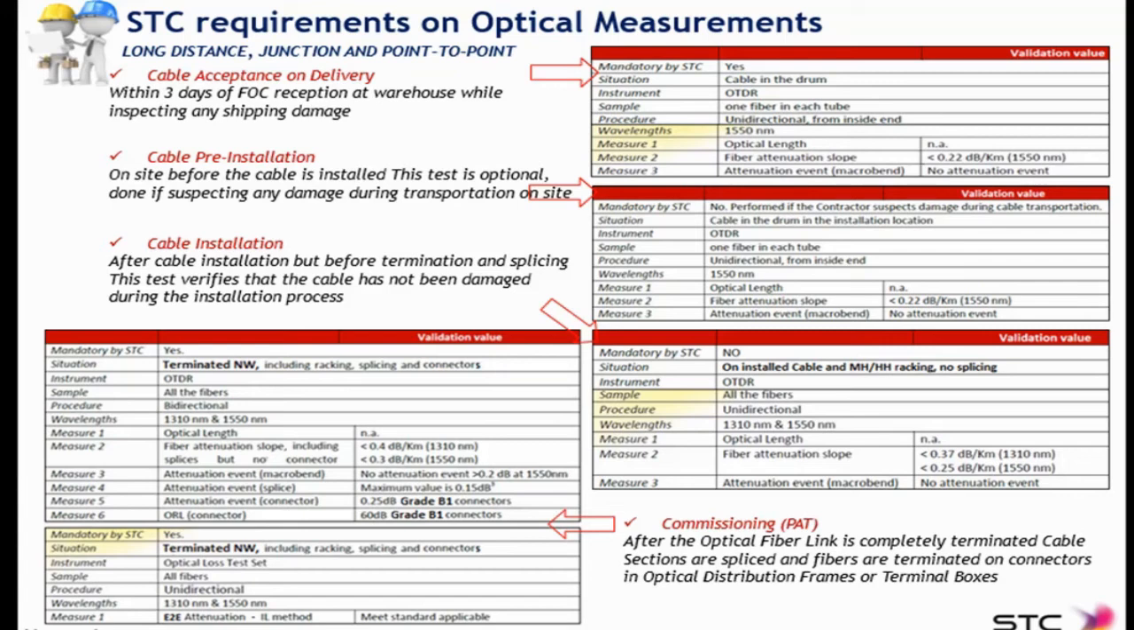The cable acceptance on delivery is a mandatory test. The commissioning test is also mandatory. The other 2 tests, cable pre-installation and cable installation, are optional, but recommended if you have seen that during transportation between the warehouse and the site, something happened and eventually the cable drum got damaged, then you're suspecting that the fibers may be affected.